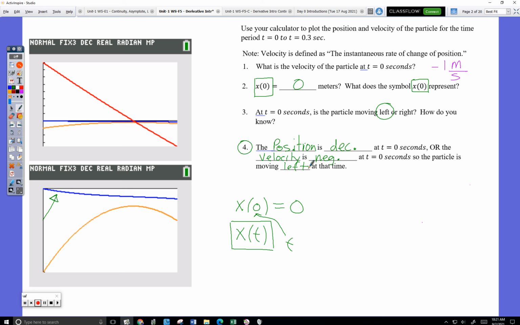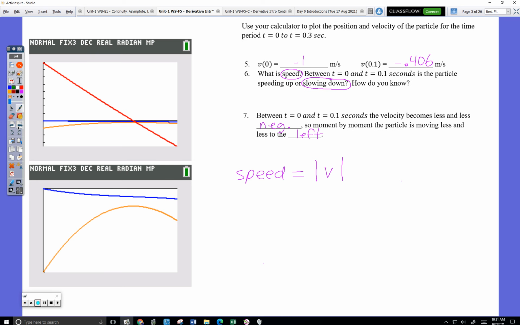Okay, let's keep going. Item five. We've already answered that. V of 0 is negative 1 meters per second. That means the velocity at time 0. It says to find the velocity at time 0.1.